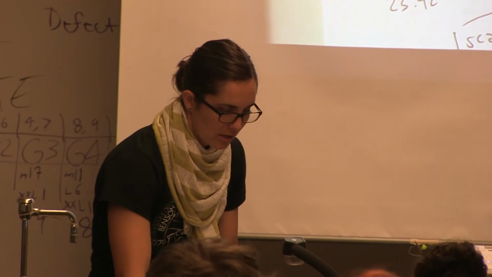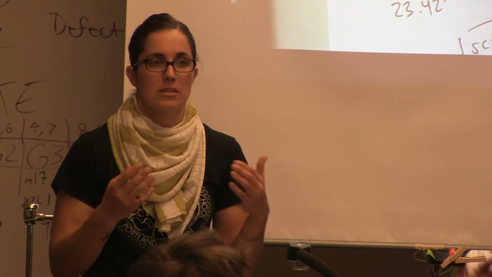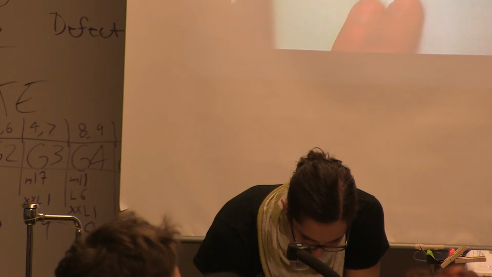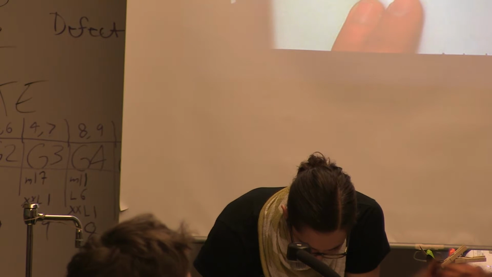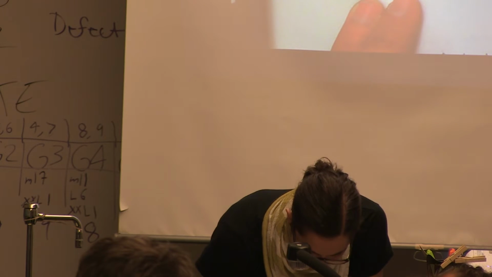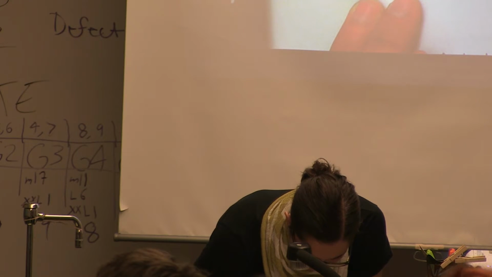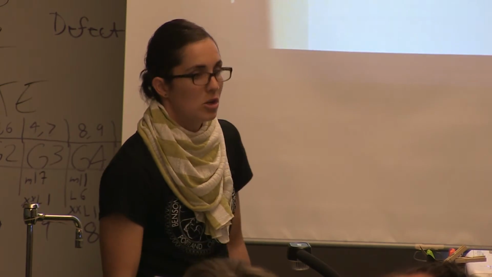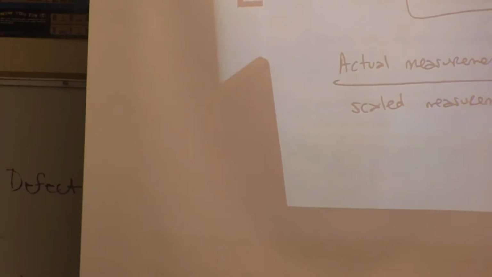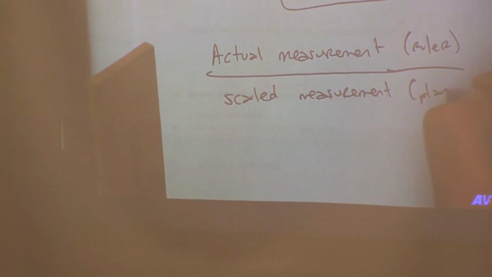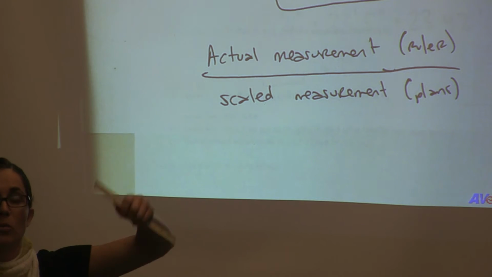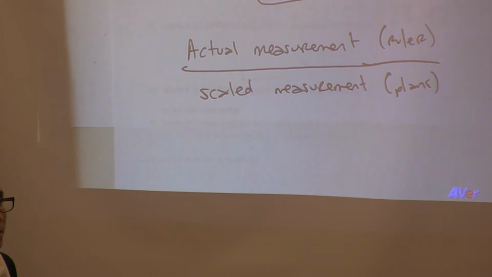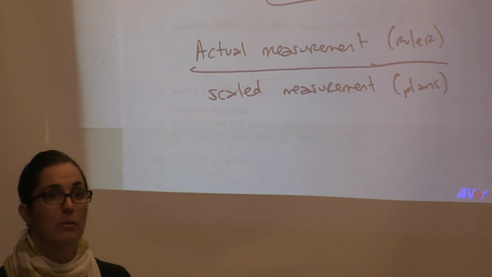Can I measure it and compare the actual measurement to the scaled measurement? Here's the hint for you. Really what you're trying to do is get the actual measurement divided by the scaled measurement. Ruler versus plan. What does the ruler measure? What do the plans say it should measure? Those are the two things you're trying to divide. I want to know for number 29, the scale.